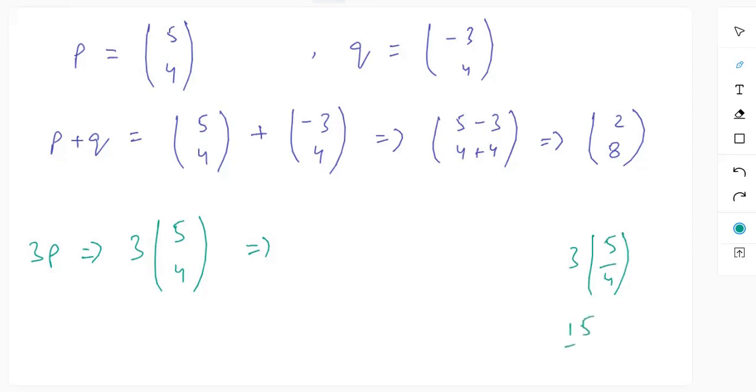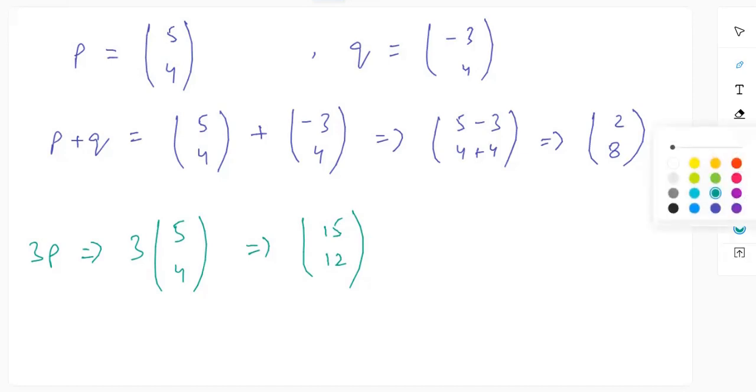ये नहीं है कि fraction तब multiply करो 5 over 4 तो वो क्या हो जाएगा? It becomes 15 over 4. That's not what happens here. It multiplies by both the components, right? दोनों components से multiply होगा. So then you get 3 into 5, that is 15. 3 into 4, that is 12. So that's exactly what we get to here. That's 15 and 12. That's the vector 3p. Okay. So multiplication, addition, इसी तरह होती है.